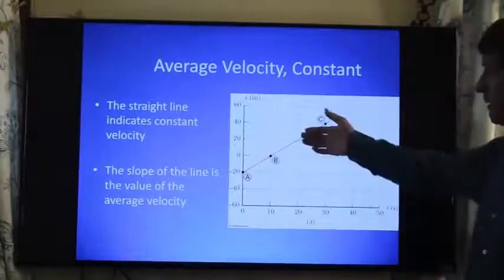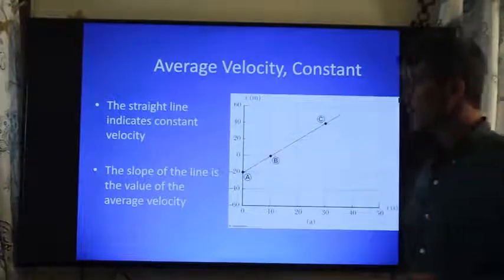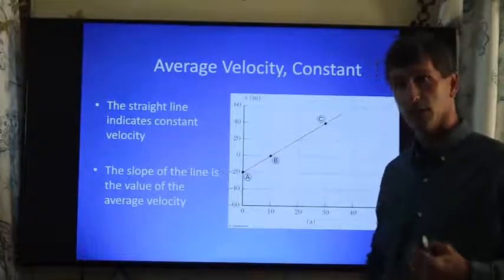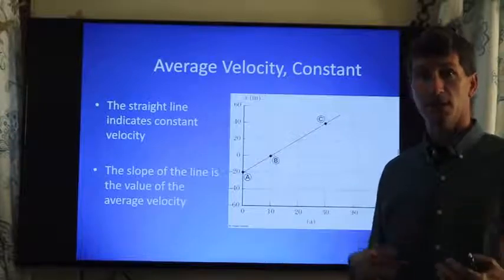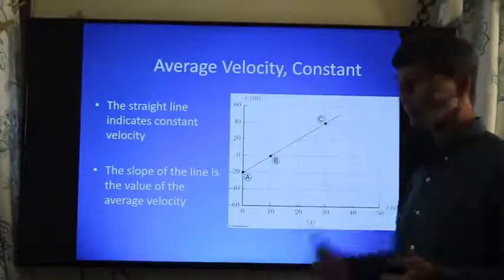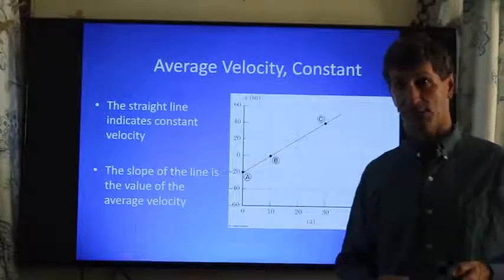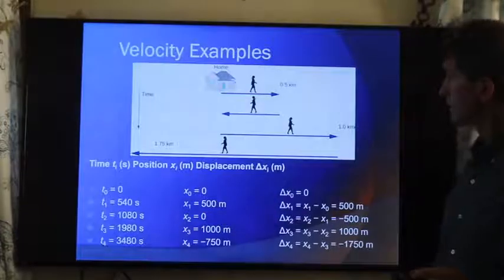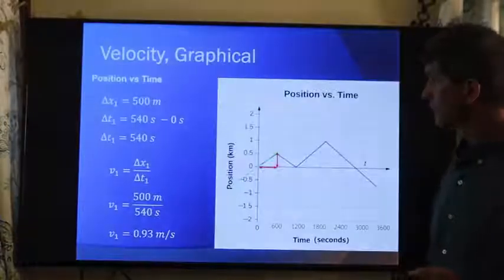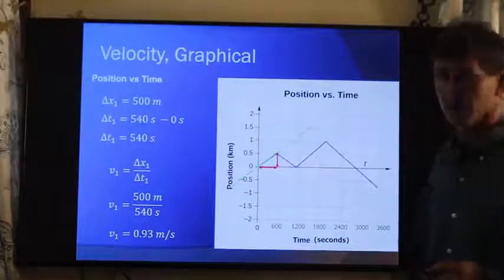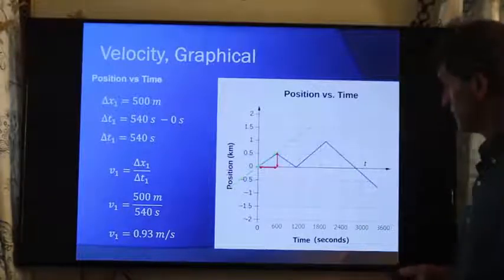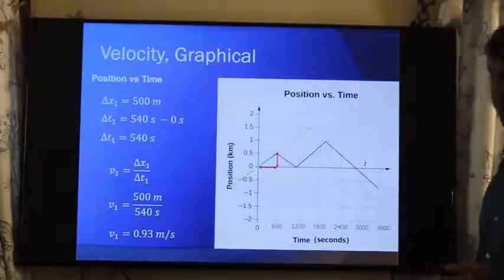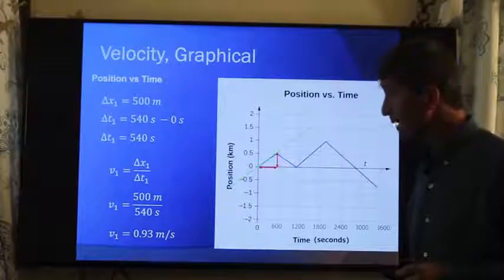So again, a straight line indicates a constant velocity. In this case, the velocity is constant. That means that my average and my instantaneous values are going to be the same. Again, we did this already, so we'll skip through all this. Going back to the person going back and forth, and again, I made the correction later on.